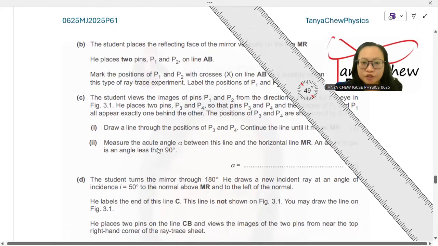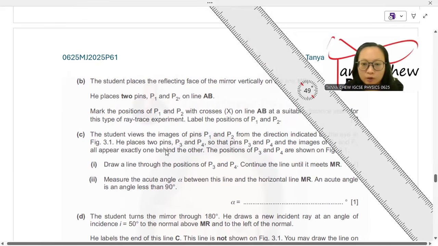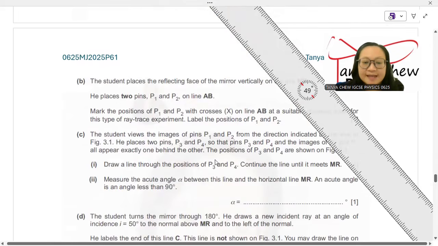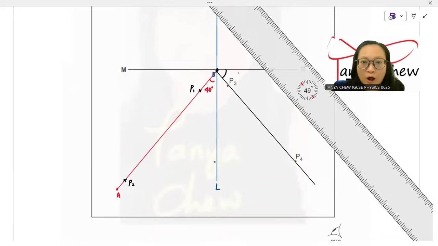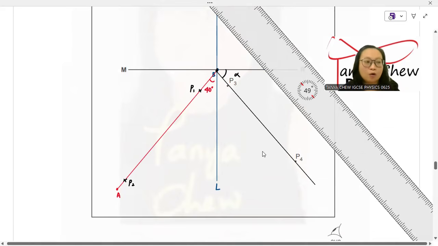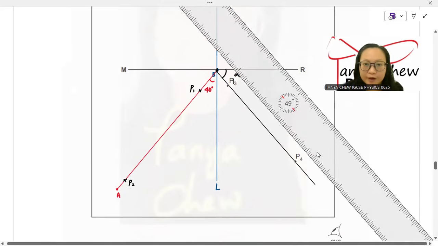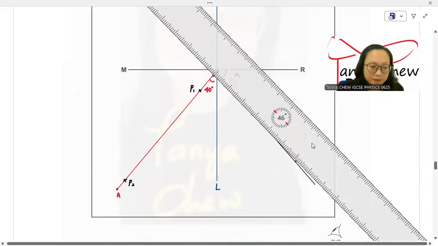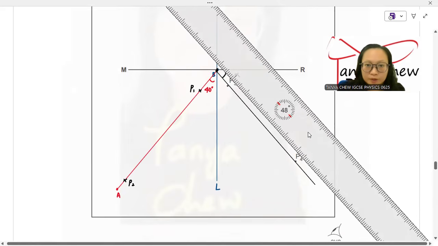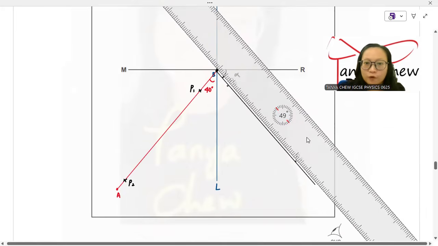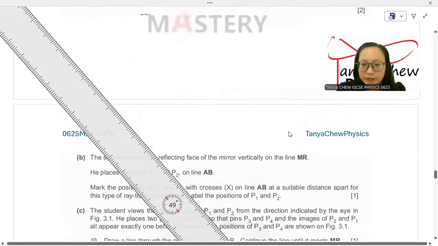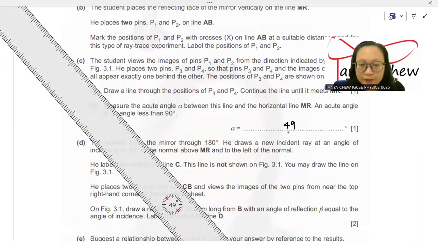Now, the second part, measure the acute angle between this line and the horizontal line MR. An acute angle, this line and the horizontal line MR. And then you label this as alpha. This angle is alpha. So I measure alpha, and the answer that I got was 45, or maybe 49, never mind, I'll just put 49. Alpha is 49 degrees.